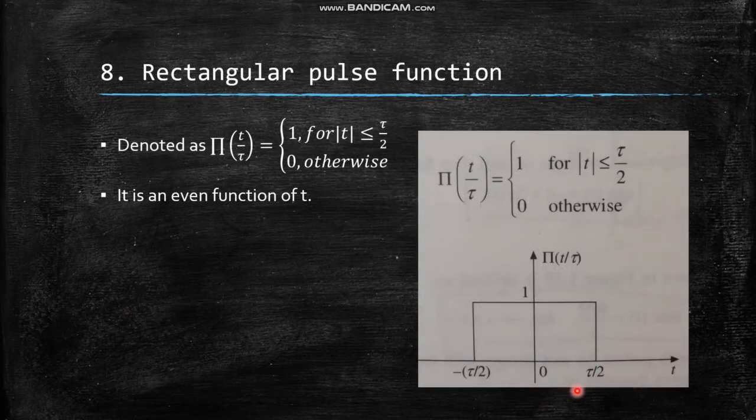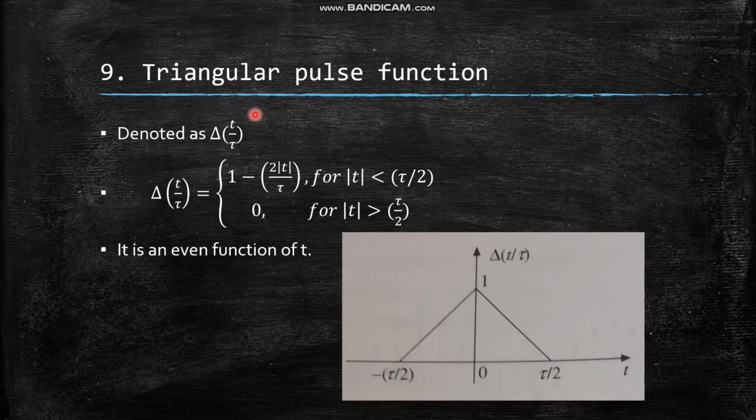Next, the eighth one is a rectangular pulse function. It is denoted as rect of t by tau, which is equal to 1 for modulus of t less than or equal to tau by 2. It is 0 otherwise. Rectangular pulse function is an even function because it is symmetric about the y-axis.